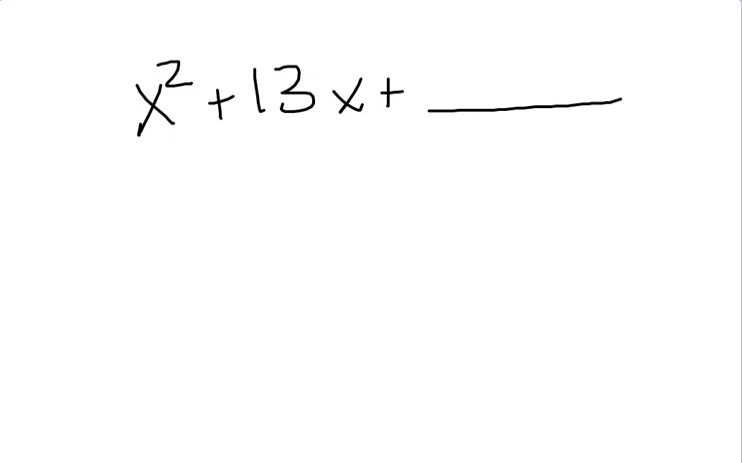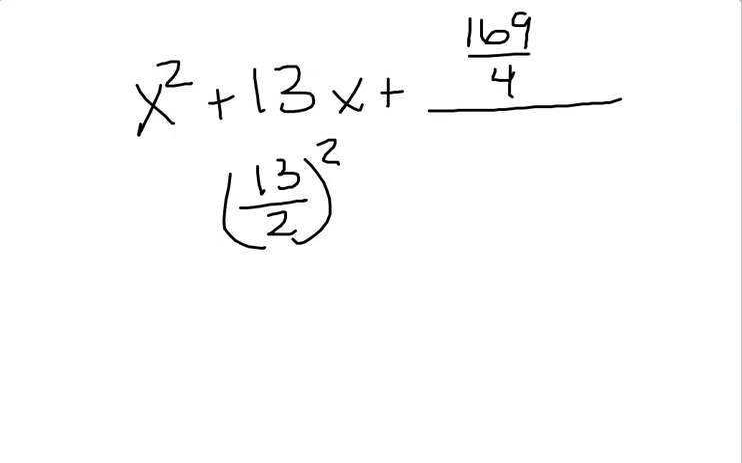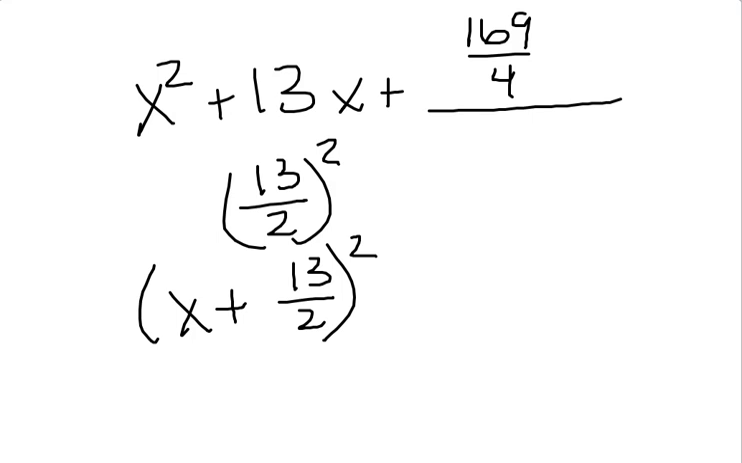Alright, so what if we have x squared plus 13x? Well, again, I'm going to do 13 divided by 2, and then I'm going to square that. And so that gives me 169 over 4. My factors of this perfect square are going to be x plus 13 over 2 squared.